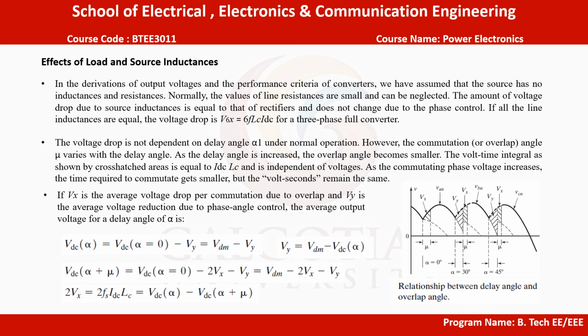If Vx is the average voltage drop per commutation due to overlap and Vy is the average voltage reduction due to phase angle control, the average output voltage for delay angle alpha is VDC alpha equal to VDM minus Vy, and Vy is equal to VDM minus VDC alpha, where VDM is the maximum possible average output voltage. The average output voltage with overlap angle mu and two commutations is VDC (alpha plus mu) equal to VDM minus 2Vx minus Vy. Substituting Vy, we can write the voltage drop due to overlap as 2Vx equal to 2 fs IDC LC, that is equal to VDC alpha minus VDC (alpha plus mu). Thus, the overlap angle mu can be obtained for known values of load current IDC, commutating inductance LC and delay angle alpha.